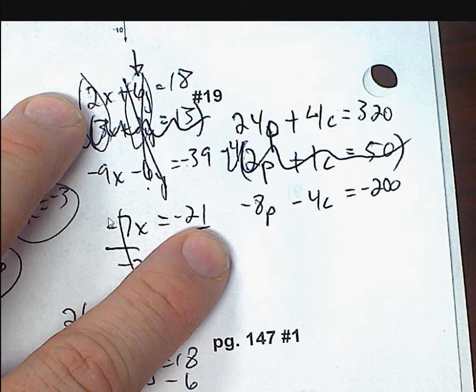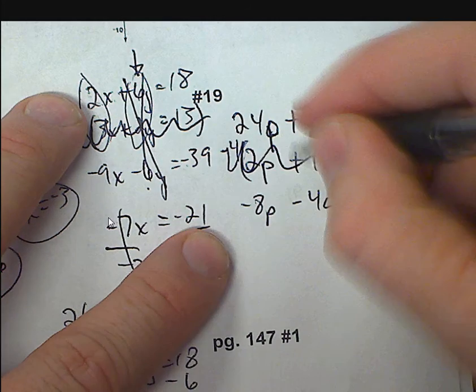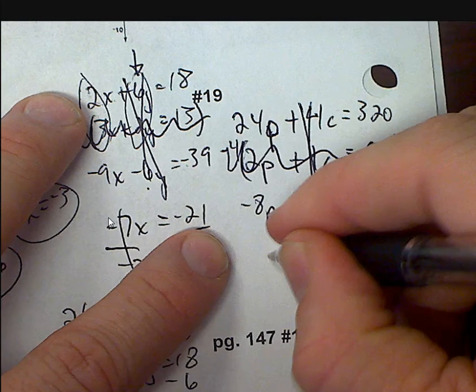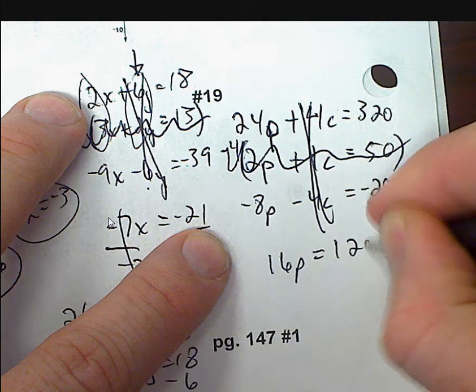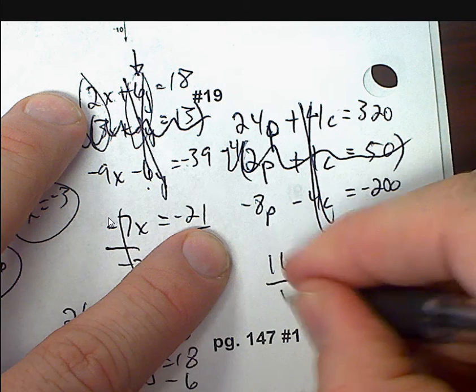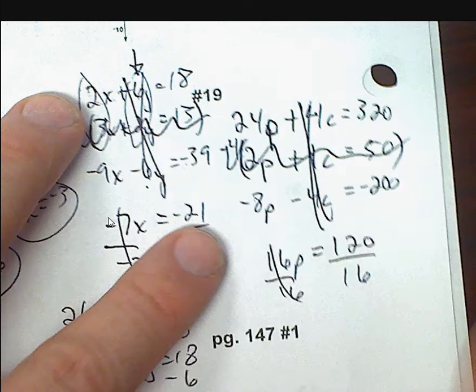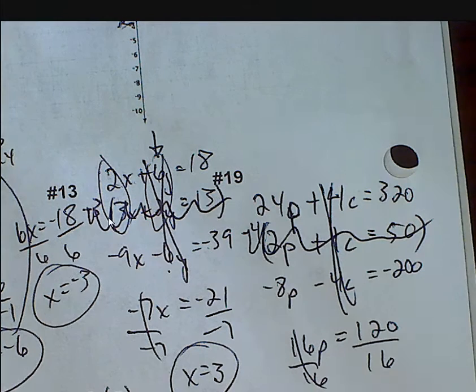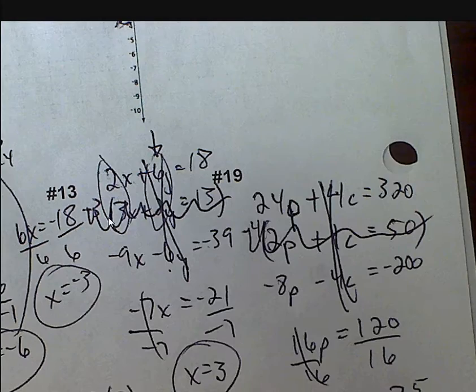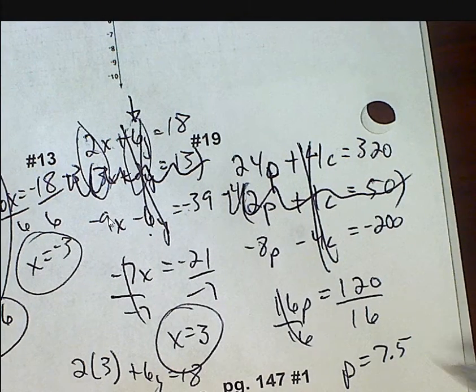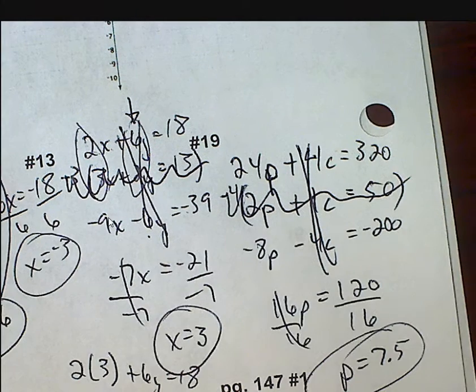So the C terms eliminate. 24 minus 8 is 16P. 320 minus 200 is 120. Divide by 16, divide by 16. So 120 divided by 16 gives me 7.5. So we bought 7.5 reams of paper.